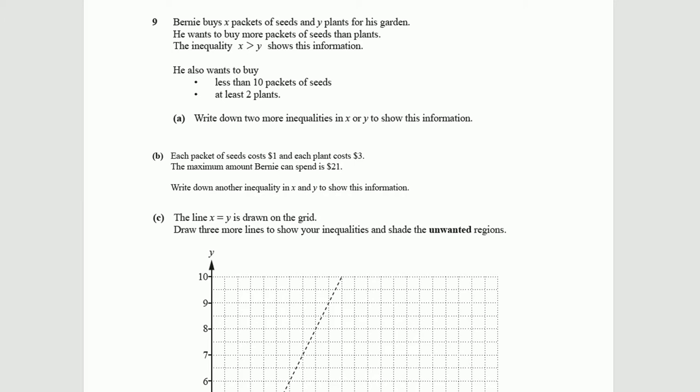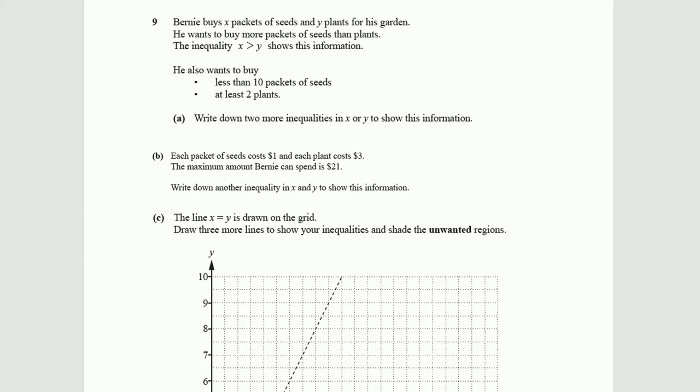Bernie buys X packets of seeds and Y plants for his garden. He wants to buy more seeds than plants, and this can be represented by X is greater than Y, X being the seeds and Y being the plants. X is more than Y.